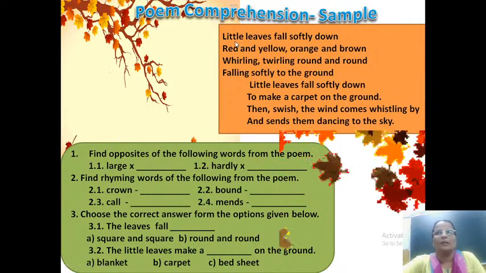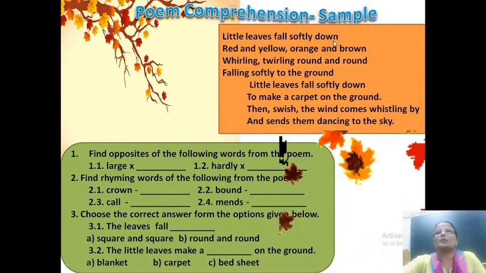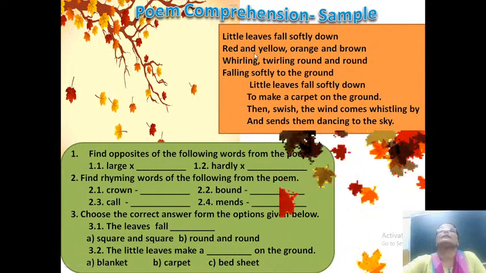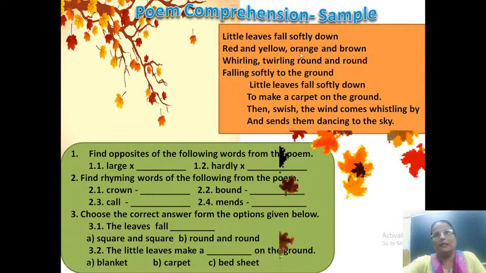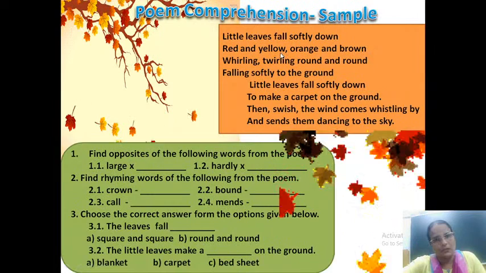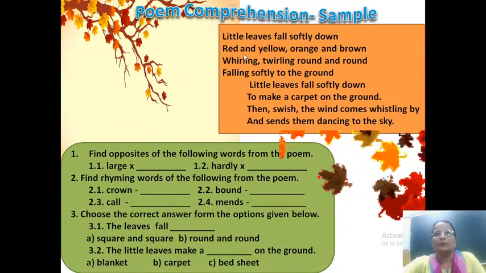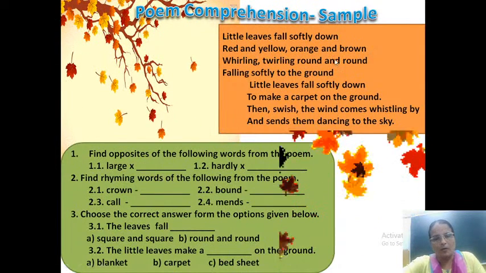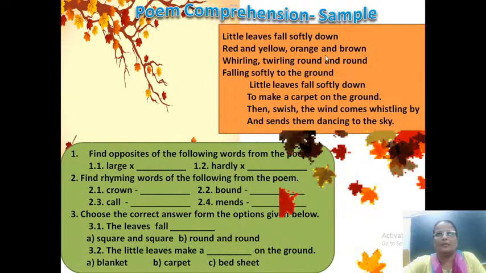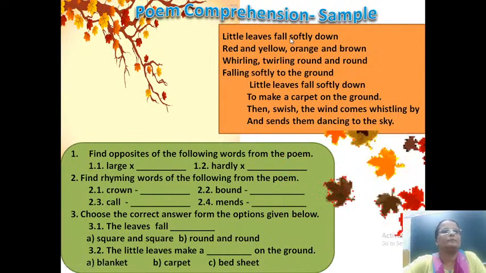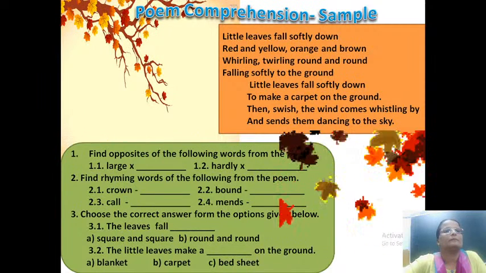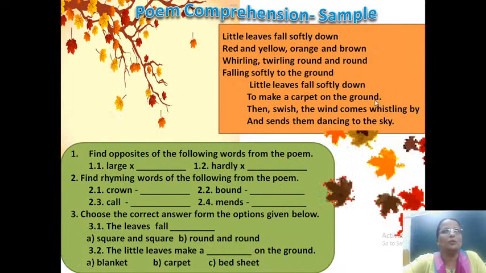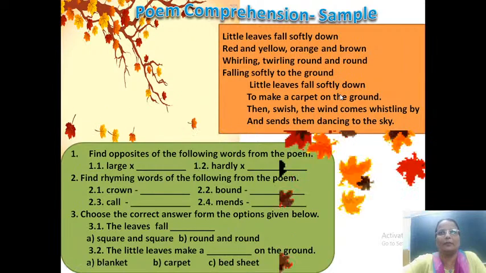Little leaves fall softly down, red and yellow, orange and brown. Write the lines. Those who have the notebook, write the poem immediately.